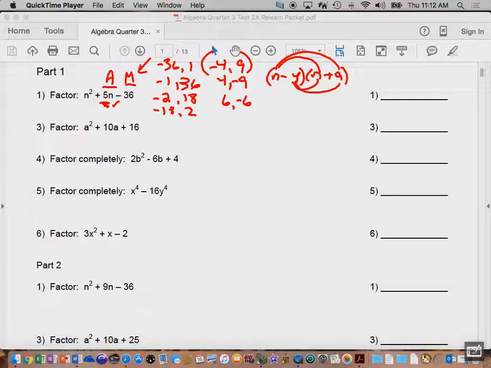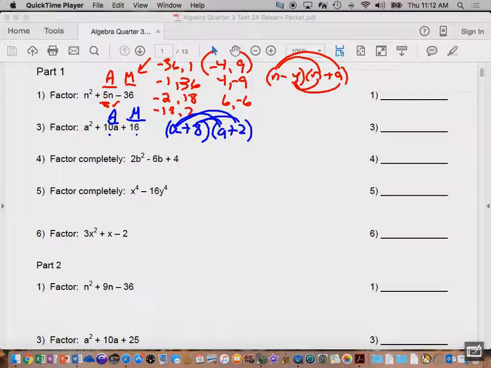Likewise, I look at the next one and use the AM approach. So the question is, what two numbers multiply out to positive 16 and add up to positive 10? In this case, it would be a plus 8 times a plus 2. Let's do a quick mental check. a times a is a squared. 8 times 2 is 2a. 8 times a is 8a. 2a and 8a is 10a. 8 times 2 is 16.